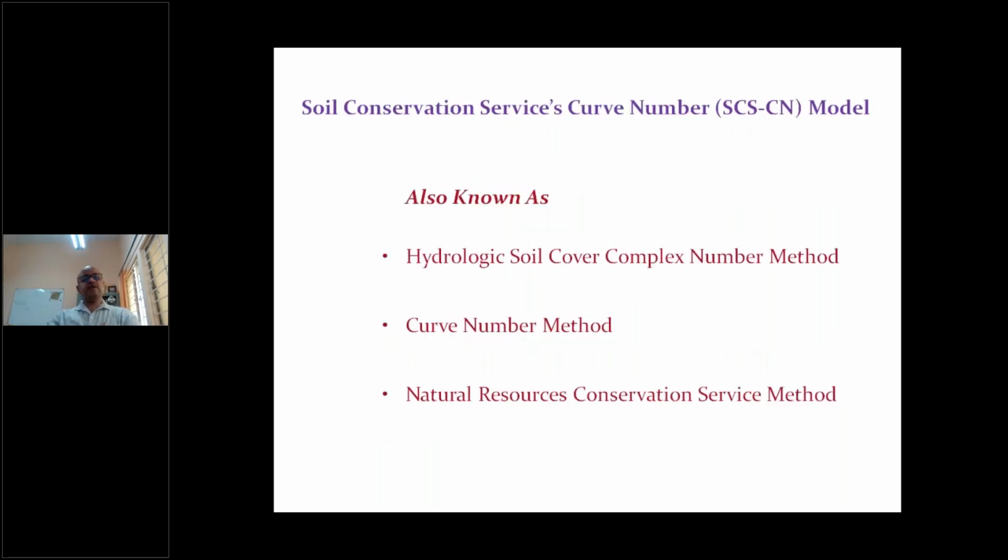Now, recently, one method has gained more popularity over all other methods, which is the soil conservation service curve number method. It is also known as the hydrological soil cover complex number method, or curve number method, or NRCS method, like natural resource, because this Soil Conservation Service of USDA was renamed as the Natural Resources Conservation Service. So instead of calling it SCS-CN, now we call it NRCS-CN.